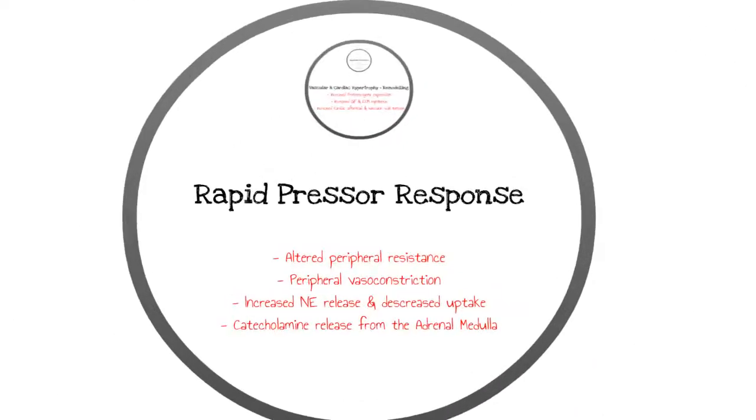Then the rapid pressor response, which is altered peripheral resistance due to peripheral vasoconstriction, increased norepinephrine release and decreased uptake, which can cause increased sympathetic activity in the central nervous system, and it increases the vascular response. Also, catecholamine is released from the adrenal medulla.